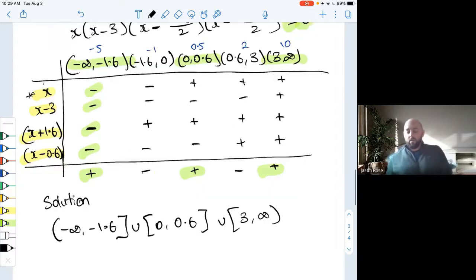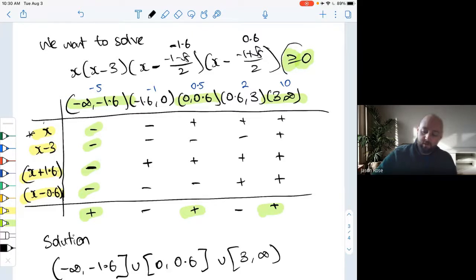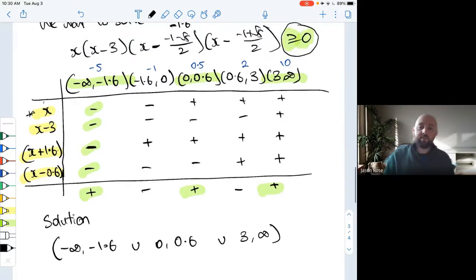Okay, so I chose the plus signs because the question asked for greater than or equal to 0. So that's why the plus signs were selected. If that was less than 0, I'd be selecting the negative signs. And those plus signs corresponded with the minus infinity to minus 1.6, the 0 to 0.6, and the 3 to infinity intervals. So I know that those intervals are going to be the answer. So the next part really is just about choosing those things. I'm guessing that's where you're a little unsure. Well, this question asked for strictly greater than 0. Now, it asked for greater than or equal to 0.